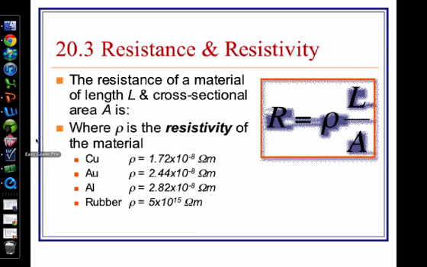And next we have resistance here. The resistance of a wire, or a certain material, depends on the length of the material, the cross-sectional area, and what's called the resistivity. This is just a constant for different types of materials. So if you look here, copper and aluminum and gold are all very good conductors. They have a very low resistivity, whereas rubber has almost 10 to the 23rd times greater resistance than those three metals. So rubber will resist the flow of electric charge very well.